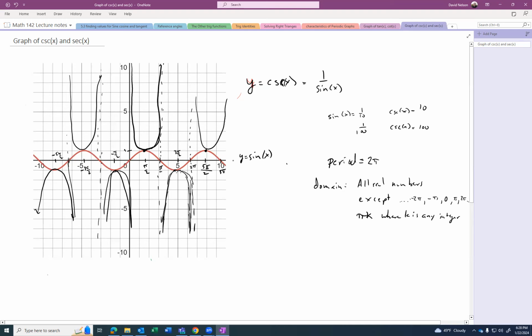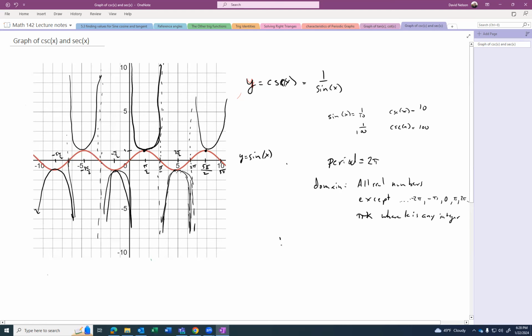So the period is 2 pi, but the looping nature of this is that it's 2 pi before you get back to repeating again, but every pi units you get to another place where there's an asymptote. They're 180 degrees apart. Every place where the sine function is 0, you're going to get that.